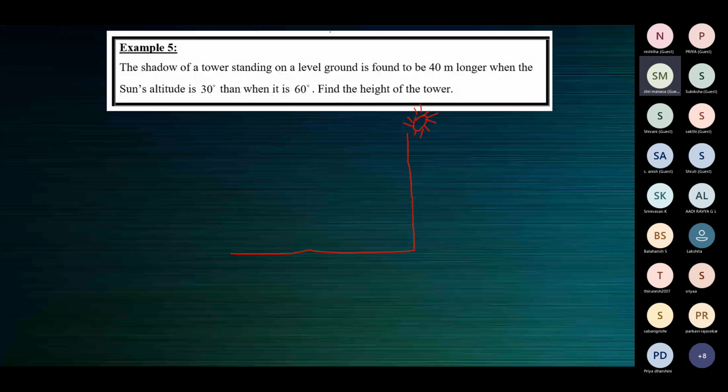Okay, so the tower, this is the head of the tower. The rays will hit the head of the tower and they'll fall on the ground like this. The rays of the sun hit the head of the tower and fall on the ground like this. And at a different time during the day, the rays of the sun hit the top of the tower and fall down like this.